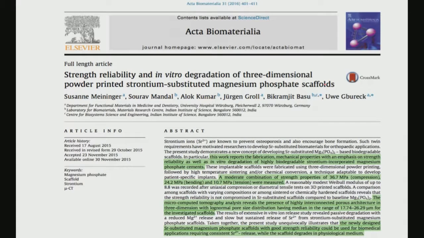This work is now published in Acta Biomaterialia in 2016, where one can see more details, and it is a collaboration between IISc and a group in Germany. So, that is all about this 3D printing of scaffolds, or additive manufacturing of scaffolds. Thank you.